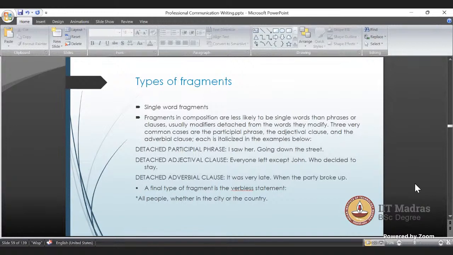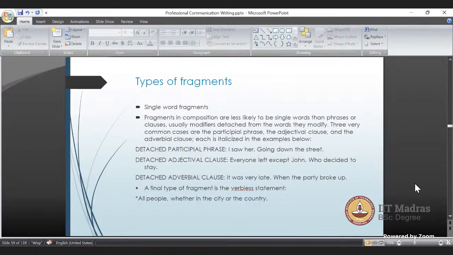I saw her going down the street. Going is a participial phrase because you have going, the -ing form. That is referred to as the participial. And that particular part is the one which is not grammatically complete, hence you call it the detached participial phrase fragment. That makes up the fragment. I saw her going down the street. Now, next one is detached adjectival clause.